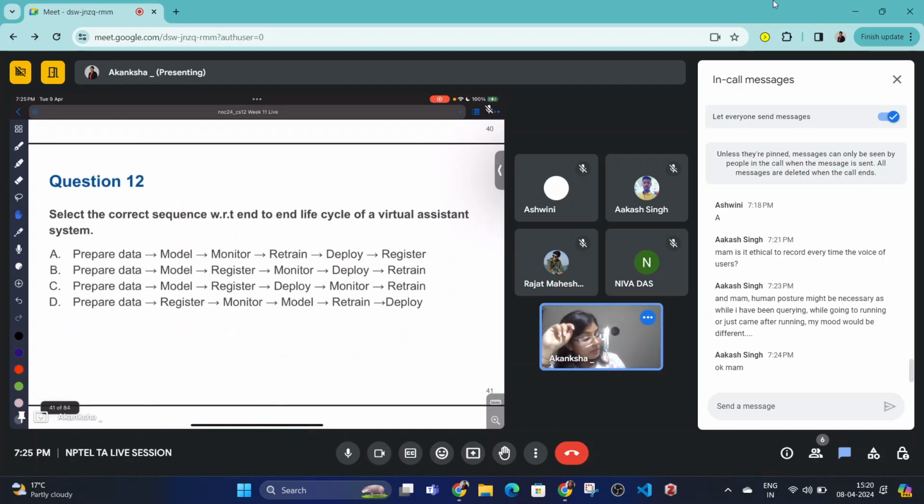Okay. So how are we going to design a virtual assistant system? The first step is prepare data. In every option, it's the same.